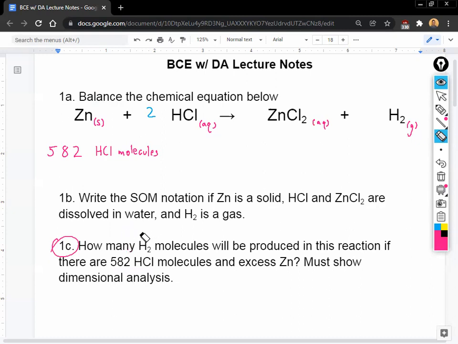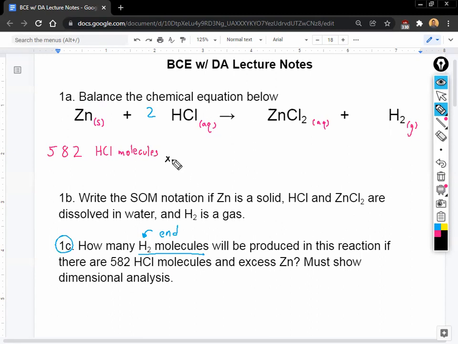Now, we also need to figure out what we're looking for in this problem. In this problem, 1C, what are we looking for? What is this problem asking us to find? Like what kind of molecules? Yeah, hydrogen. How many H2 molecules? So we want to end up with H2 molecules. We're starting with HCl molecules, but we want to turn it into H2 molecules, okay?